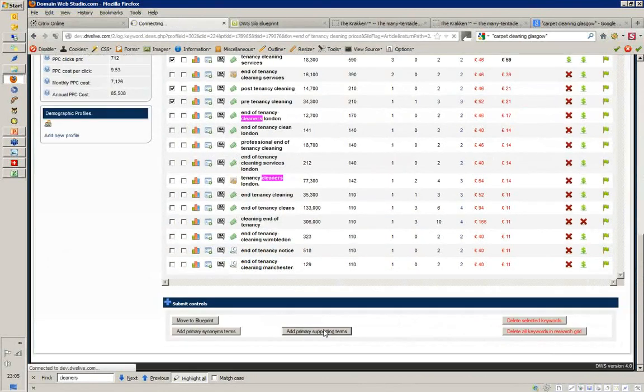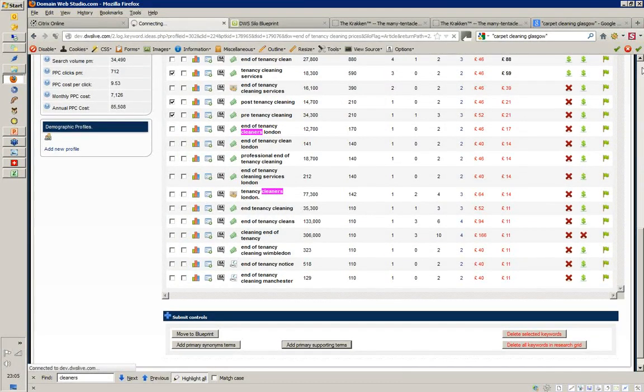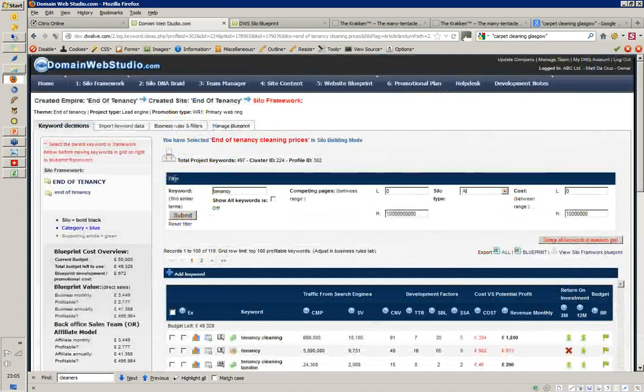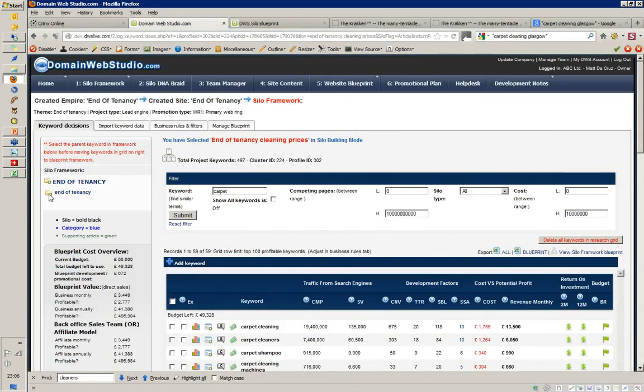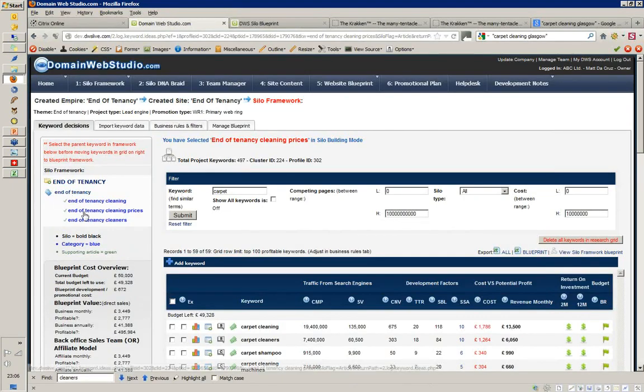So from the end of tenancy perspective, from the cleaning perspective, I've mapped out the cleaning part of it. Now I can get rid of this tenancy thing here, and we can just type in carpet. I'm starting at the top of my list. So we've done cleaners. Actually I skipped painters, but I've just gone to carpet now. What I'm looking for now is the types of services that we can put in underneath here.